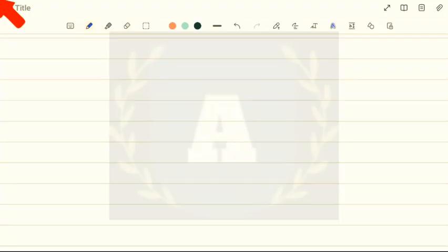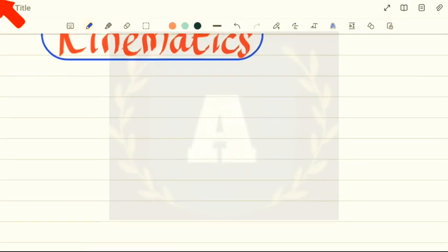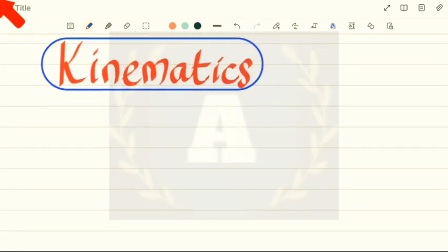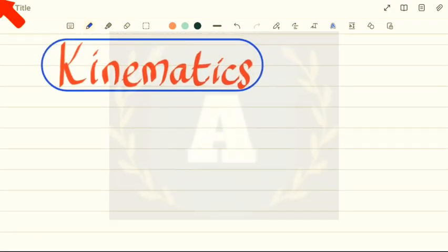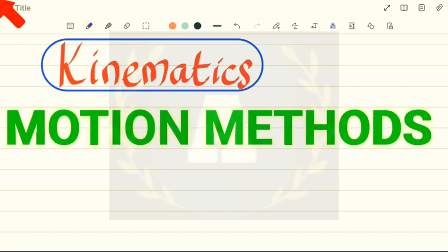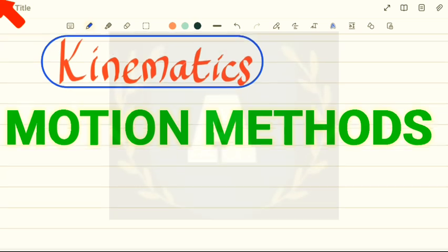So by God's grace, today we shall unravel the aspect of physics that has to do with kinematics. Kinematics is a branch of science that deals with motion.